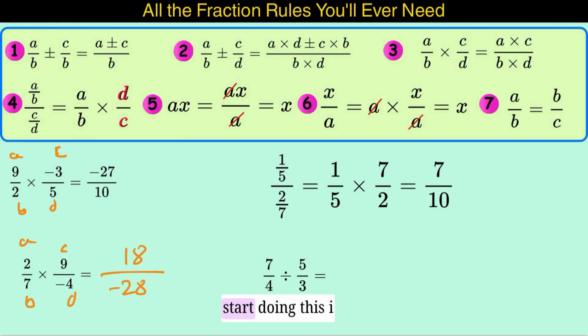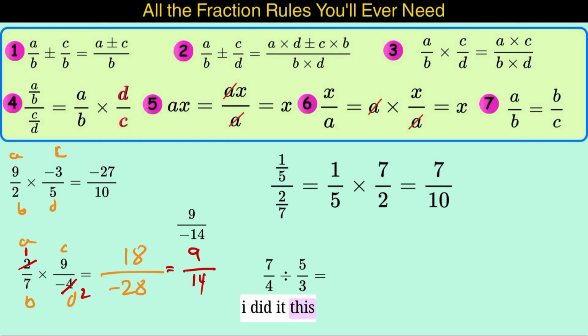Before you start doing this, I will make sure that I can reduce some numbers. For example, look at 2 and 4 in here. 2 and 4. So I will divide this one by 2, and I will get 1. Divide 4 by 2, I will get 2. Now, the answer will be 1 times 9 is 9, 7 times 2 is 14.